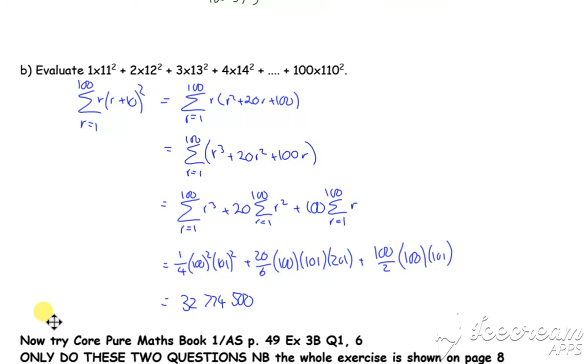32,774,500. So you should already have had a go at question 1 from the exercise. Now, it is in the pack on page 8, but you can also find it in the Active Learn book. You are now going to have a go at doing question 6, because they are ones of this type. Okay, make sure you're confident with these, and next lesson we will be looking at some more algebraic ones with a whole load of factorising. So that's something else to practice before then.